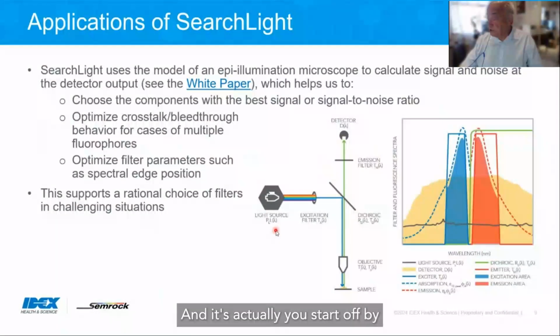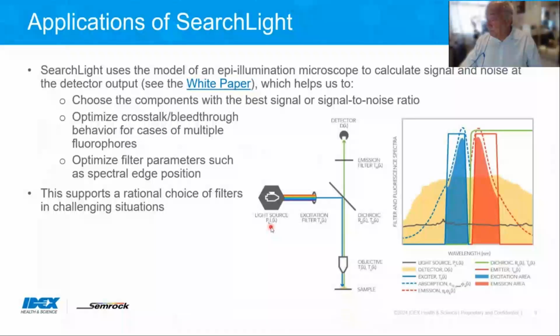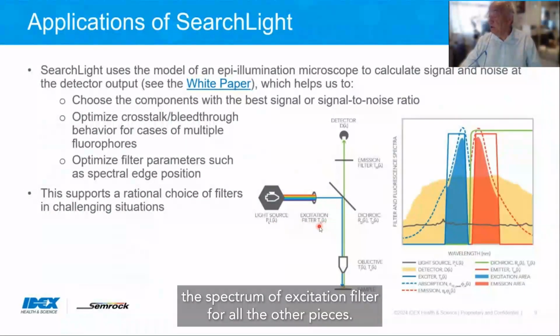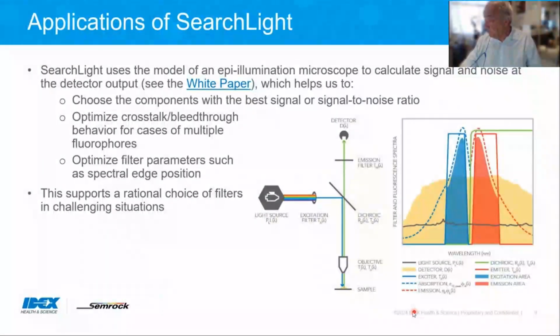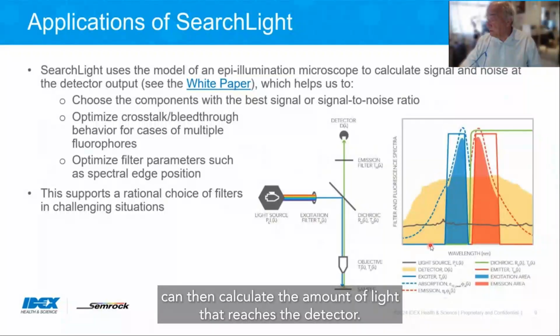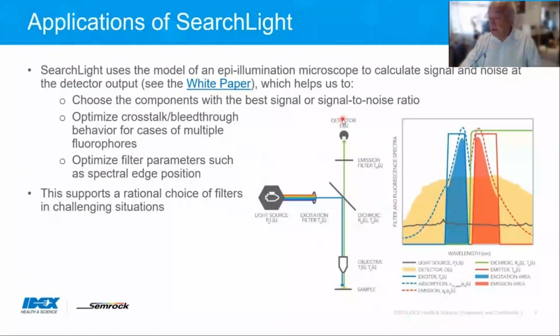Essentially, you start off by defining arrays of parameters, which have to do with the spectrum of the light source, the spectrum of the excitation filter, and all the other pieces. Then, using the algorithm here, one can calculate the amount of light that reaches the detector.